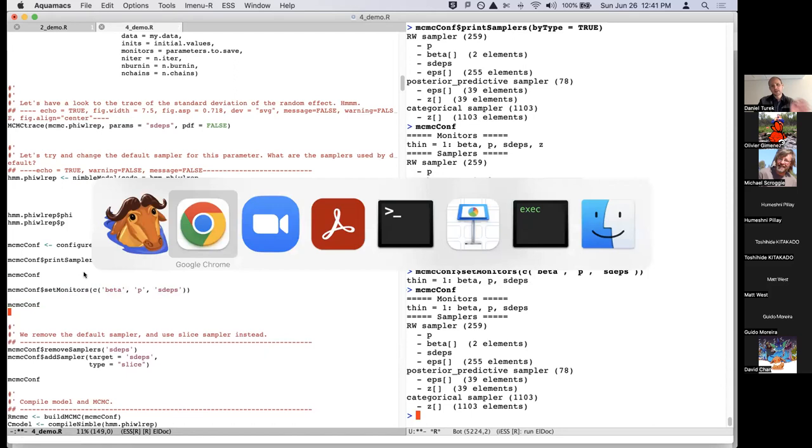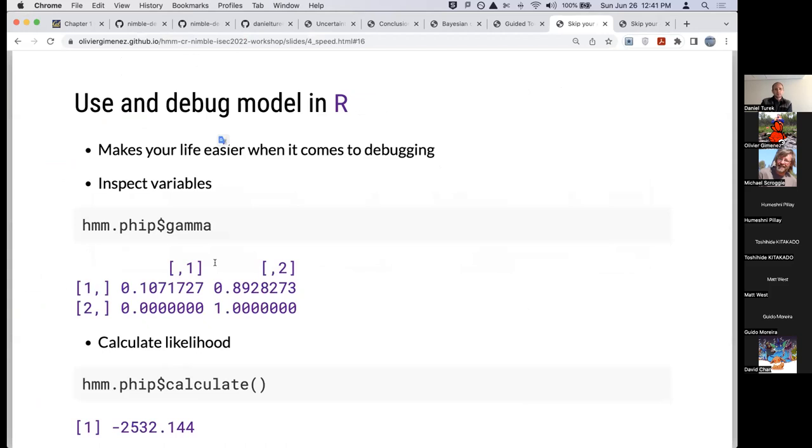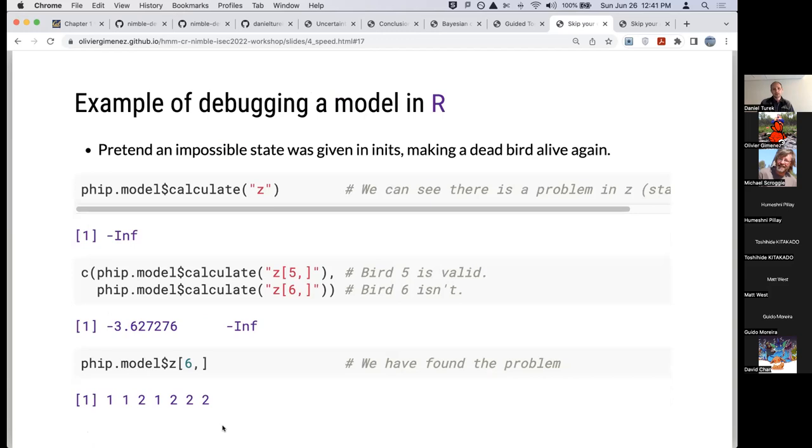So as we saw, we can inspect the variables inside the model. For example, the gamma parameter, calculate the likelihood of this. The calculate method gives the log density of the model or particular parameters. So this lets you inspect things. You can change things in the model. I didn't show, but we can assign values into it and do calculations for likelihoods, et cetera.